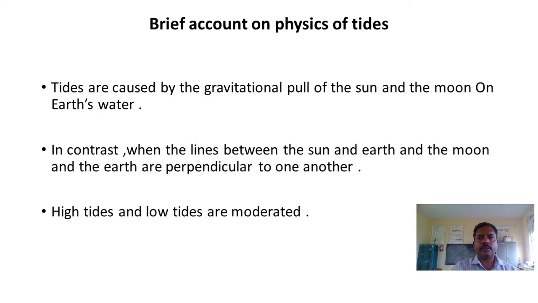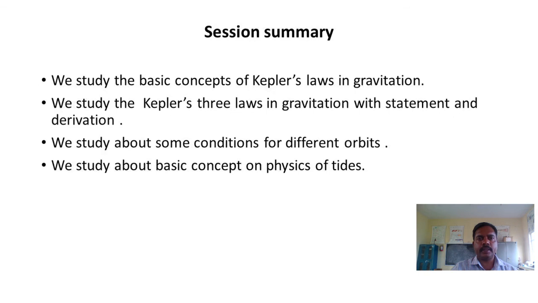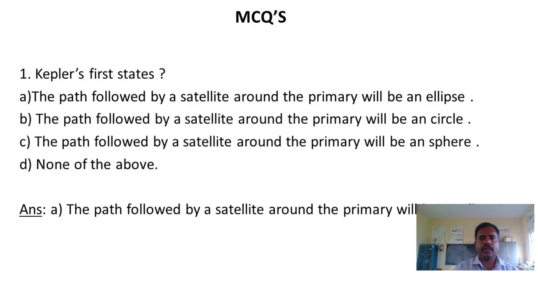So, some facts on tides. Tides are caused by the gravitational pull of the sun and moon on Earth's water. In contrast, when the lines between sun and earth and moon and earth are perpendicular to one another, high tides and low tides are moderated. So, the summary of the session: we studied the basic concepts of Kepler's laws in gravitation, Kepler's 3 laws in gravitation with statement and derivation, some conditions for different orbits, and the basic concept of the physics of tides. So, MCQs related to the session.